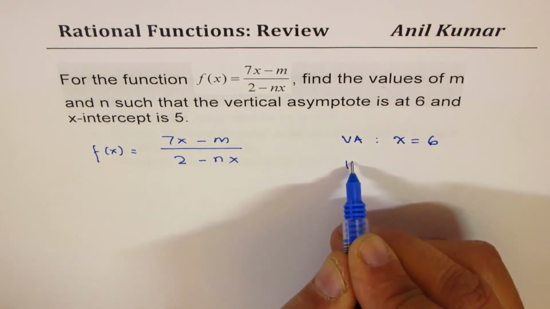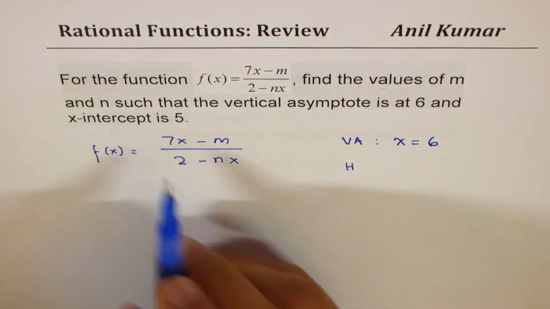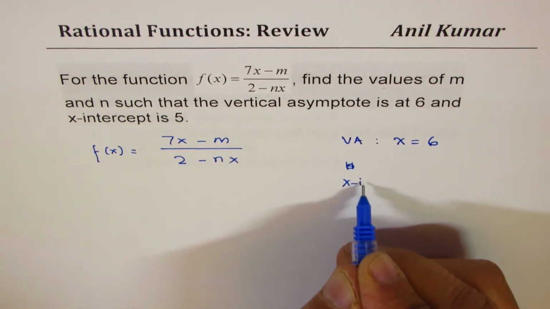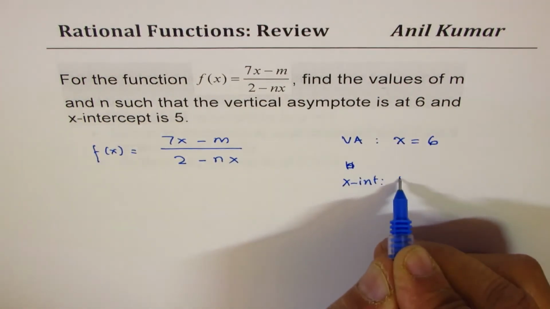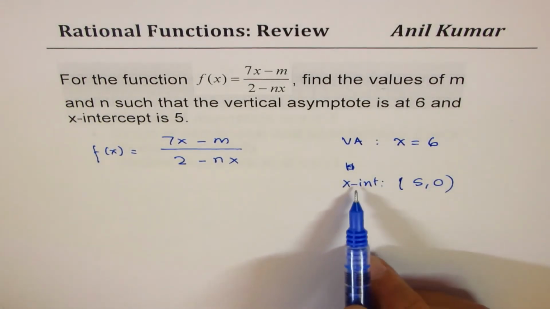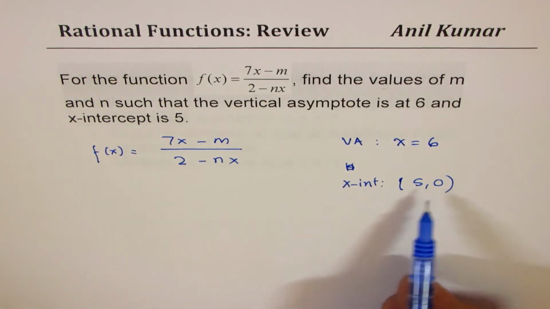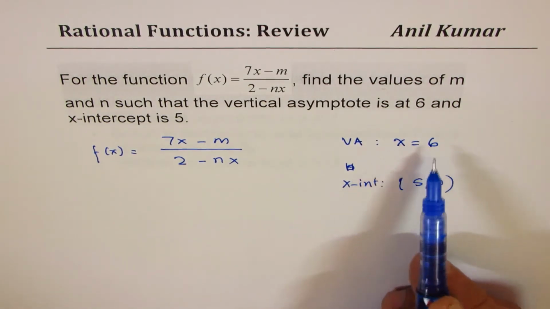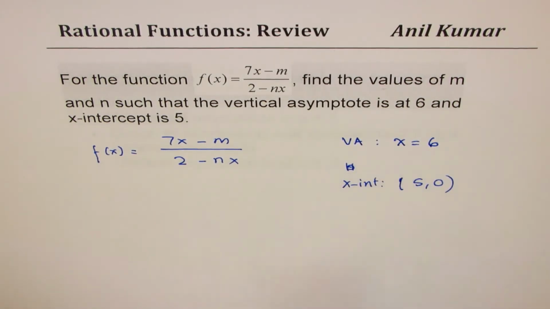Horizontal, no. The x-intercept is given to us. X-intercept means y is 0, so the point is (5, 0). Does it make sense to you? So we are given these two things, the x-intercept and the vertical asymptote, right? How will you do it? It's not difficult at all.